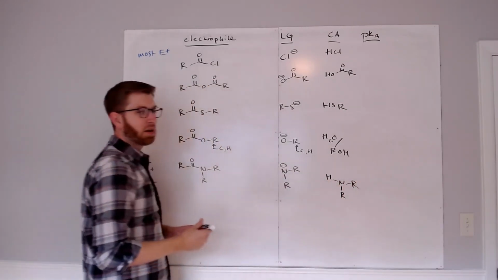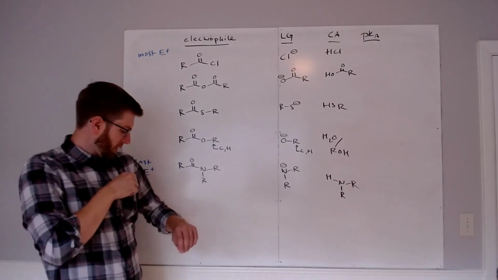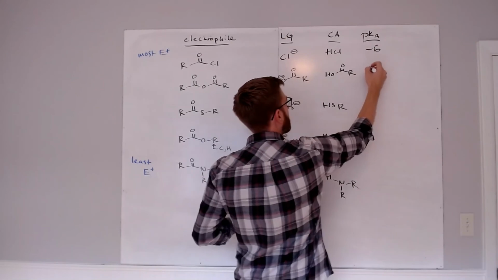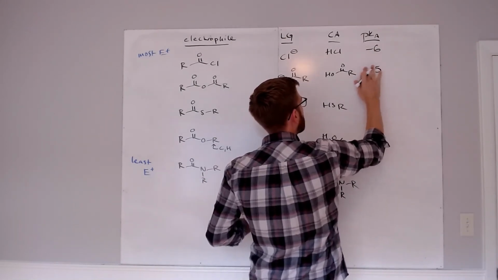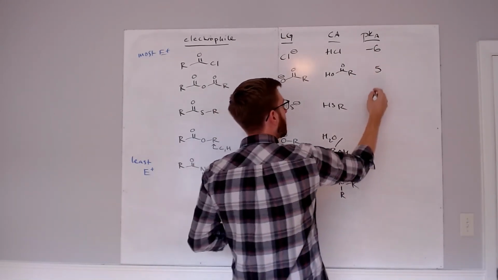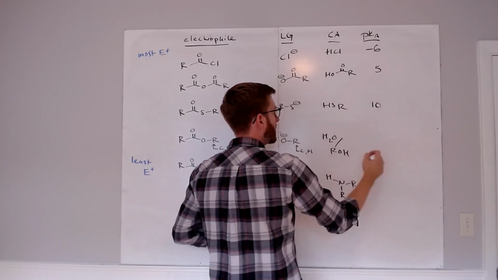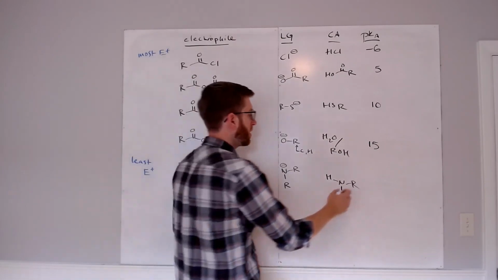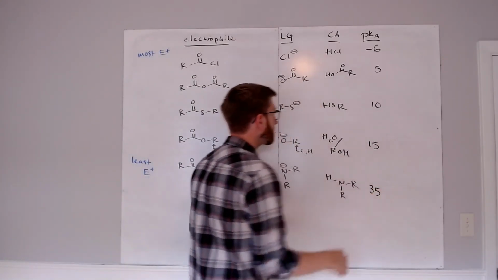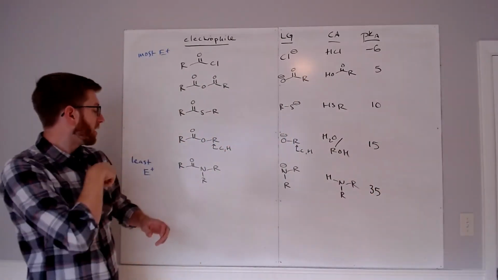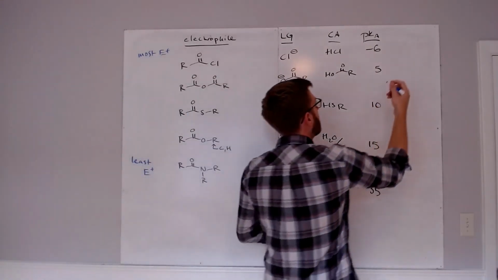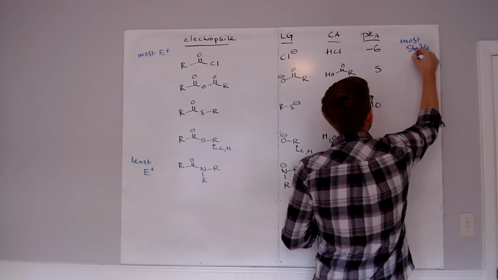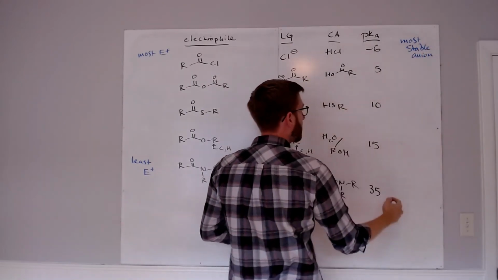So those would be our conjugate acids, and we can actually add the pKas now. HCl is -6. Carboxylic acids are around 5. In fact, we'll just say these are all approximate. So 5. Thiols are somewhere between 7 and 10. We'll say 10. These are around 15. Water is 14, so close. And then an amine is about 35. So we can see that the most stable anions are at the top, and our least stable anion is at the bottom.